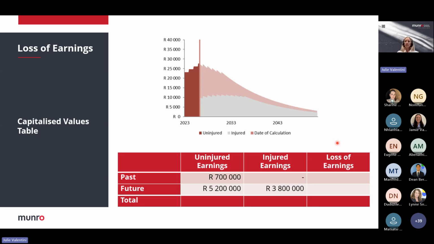The way the loss of earnings is now calculated is we simply take the uninjured and subtract the injured. So for the past, the 700,000 minus the 0 stays at 700,000. The future, 5.2 minus 3.8 gets you to 1.4 million, and then the total loss is just the sum of those two, which gets you to 2.1 million. So that is how our graph then translates into the table and the actual loss of earnings.